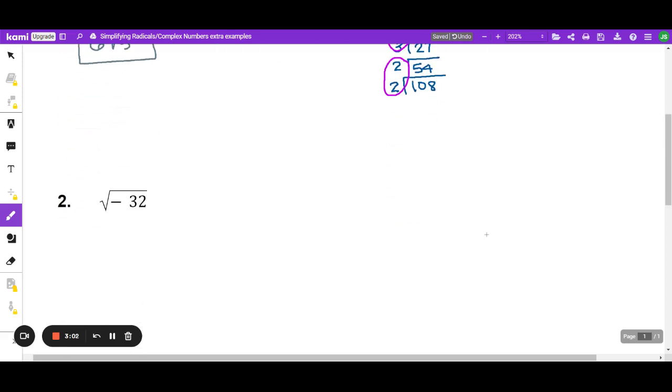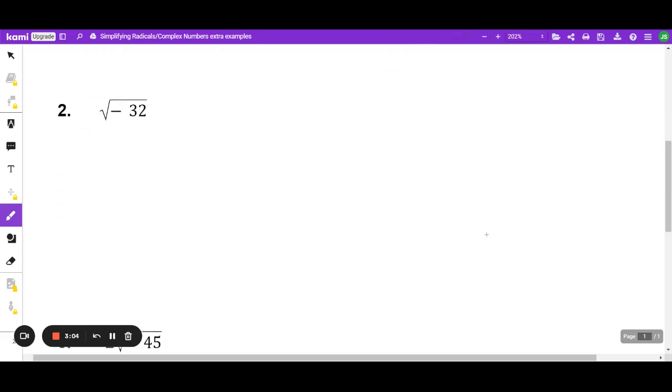If we move to our second problem, this one has a negative inside the radical. So remember that we've never been able to do anything with that before. We've always just said that that's no solution, it doesn't work. But now, anytime we have a negative inside a radical, we use an i for that. So for the negative, we make that an i. So it becomes i times the square root of 32. And then we do the exact same thing that we did in the problem above.